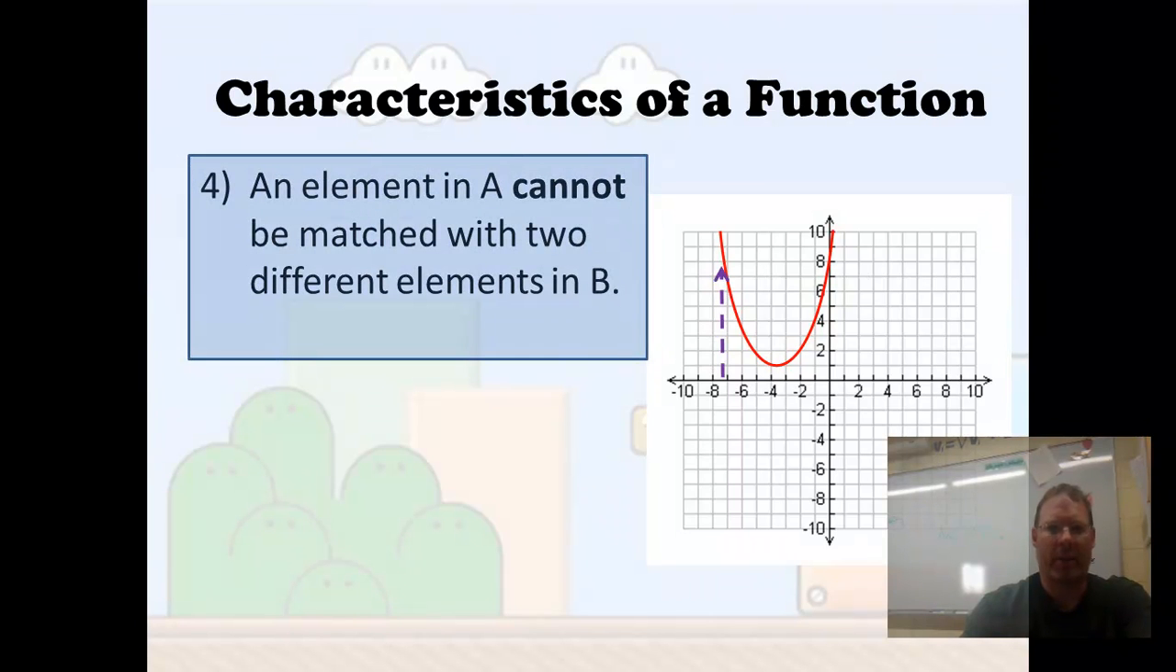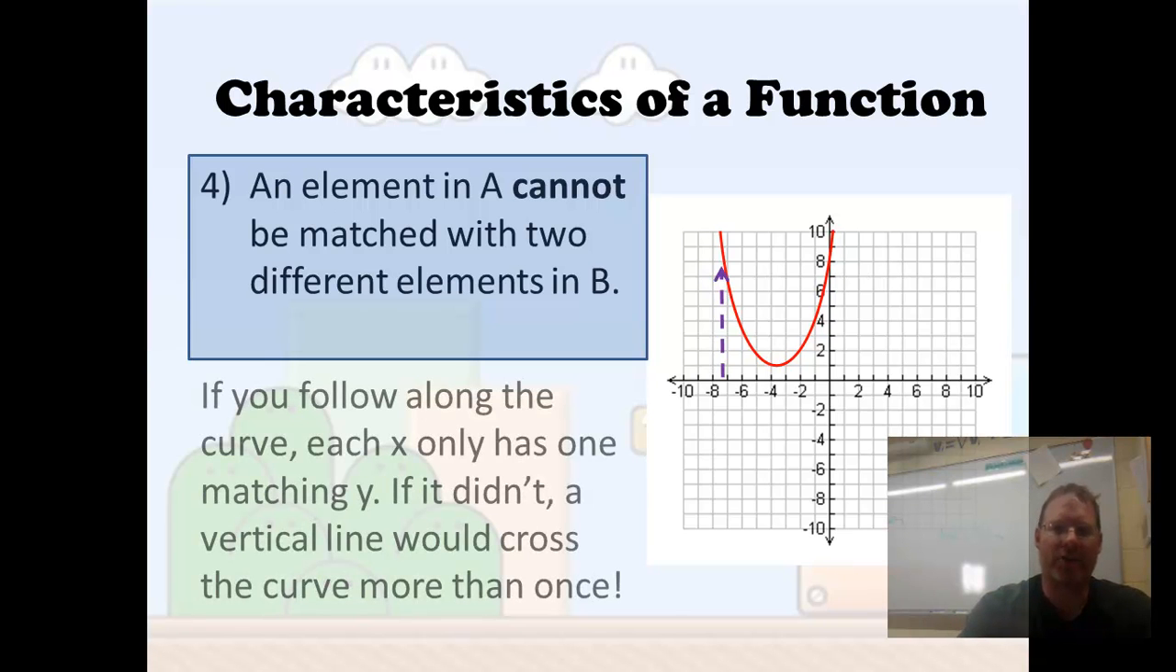And the last one, an element in A cannot be matched with 2 different elements in B. In the next section of chapter 1, we're going to go over a rule for looking at a graph and determining whether or not it's a function. But right now I just want you to think and follow along that curve. Are there any x values that have 2 separate y values associated with them? And if you follow along that curve, the answer is no.